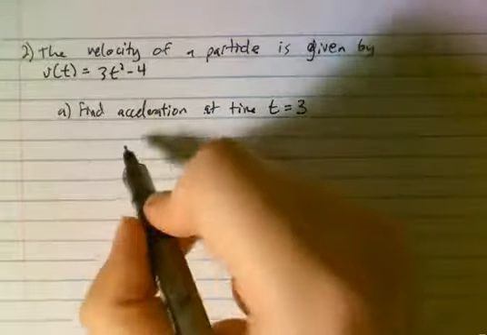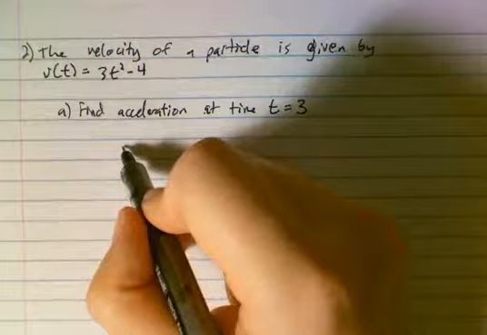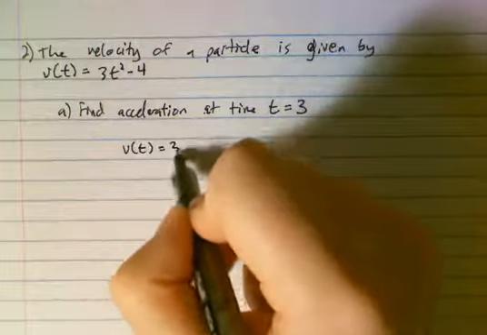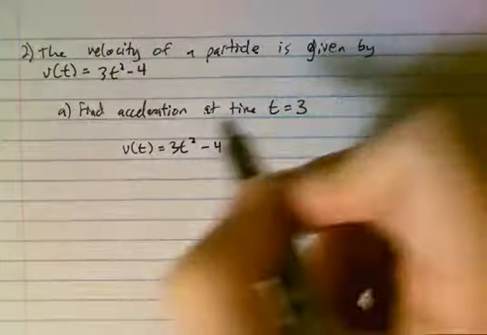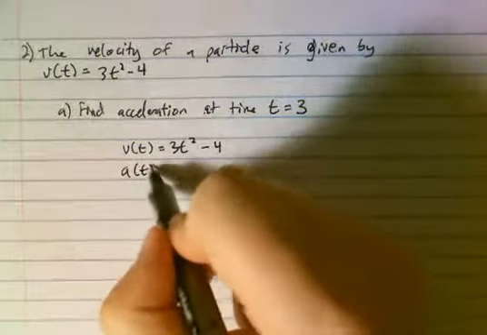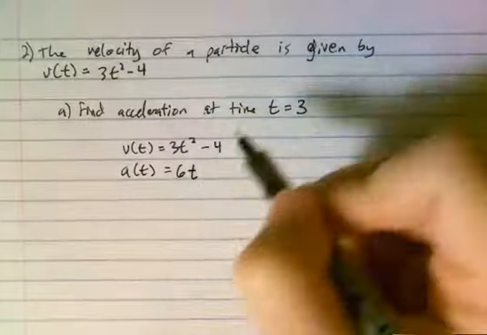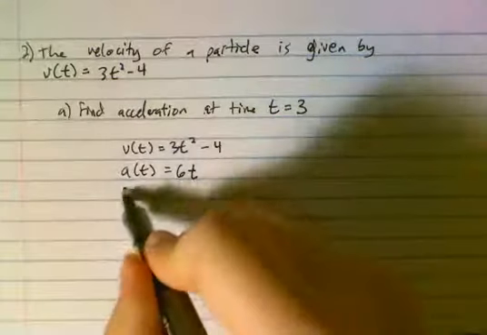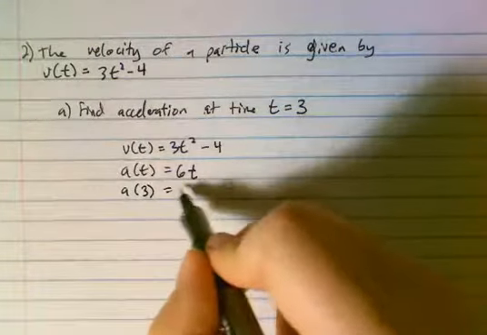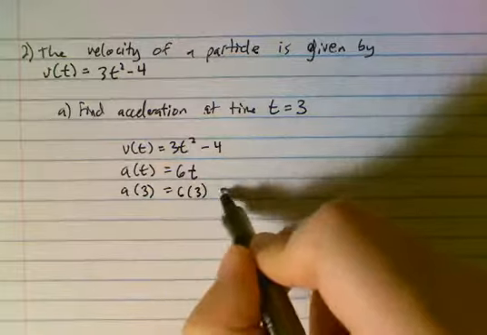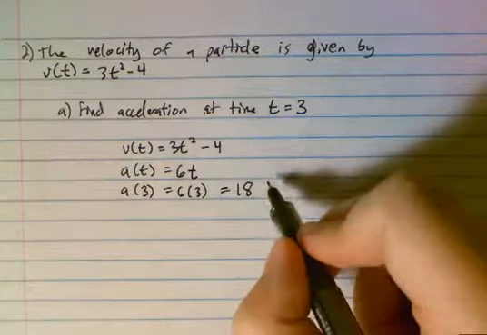Again, we just want an equation for acceleration, so we're starting off with velocity. We can just take the derivative and then say, okay, when t equals 3, 6 times 3 is 18.